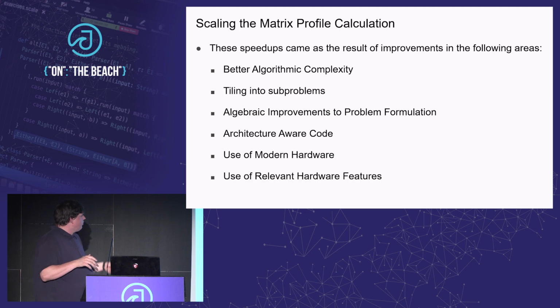Yeah. So how do we get this speedup, right? Well, it's a number of factors. Better algorithmic complexity. We use tiling, algebraic improvements, architecture-aware code, and I'll go into each one of these specifically in a bit. And we use modern hardware, and relevant hardware features is really important. So things like the size of the cache and the size of the video RAM on the device, for example.